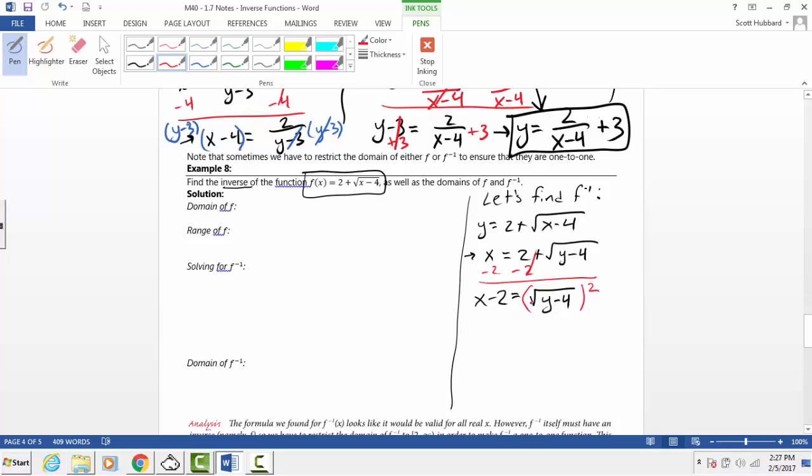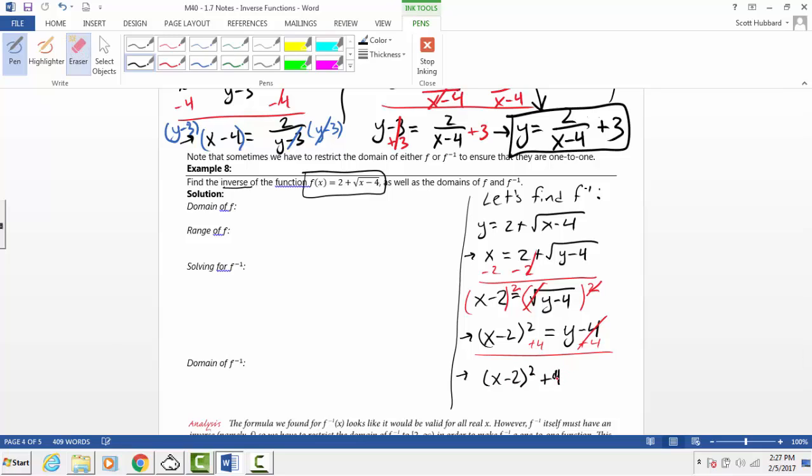I'm doing it the second way, which is I swapped x and y, and that's fine. Swap x and y, and then you try to solve for y. The cool thing about squares and square roots is they cancel each other out, but remember I have to do it to the other side. So square. Now I have x minus 2 squared is equal to, the square cancels out with the square root, so I'm left with y minus 4. And then the last step is I just have to add 4 to both sides, and I get x minus 2 squared plus 4.